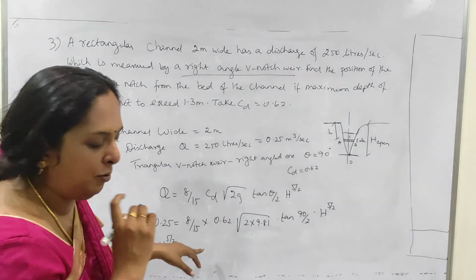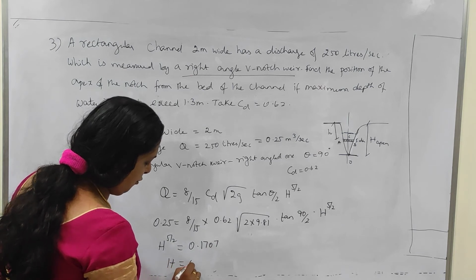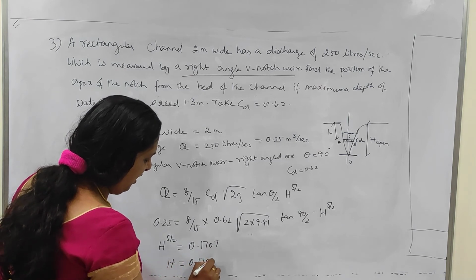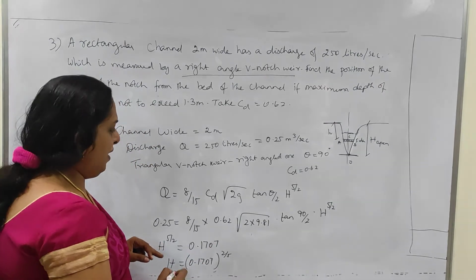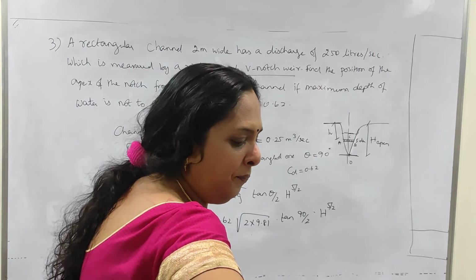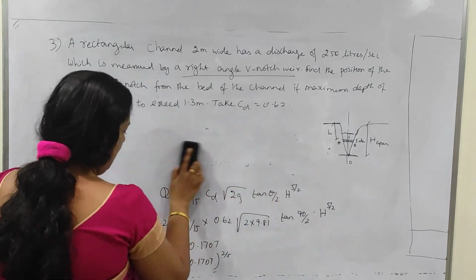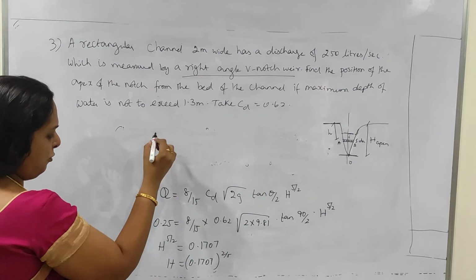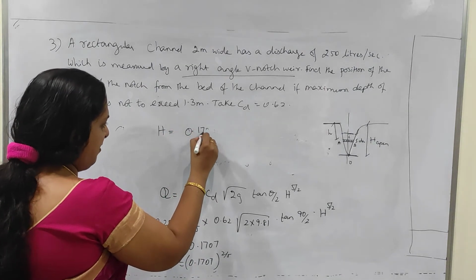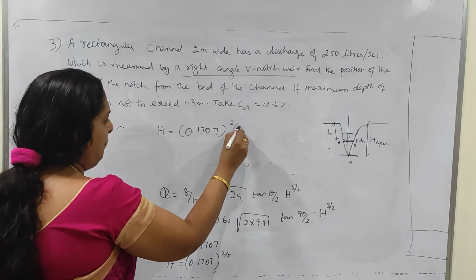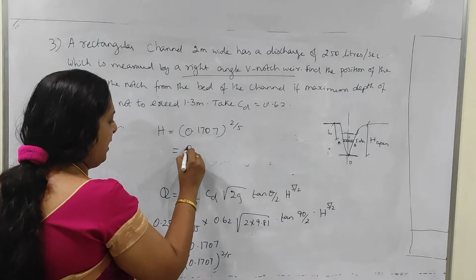When I solve this equation, h to the power of 5 by 2 is 0.1707. Or we can write h is equal to 0.1707 to the power of 5 by 2. When it comes to the other side, it will become inverted, so 2 by 5. So h is 0.1707 to the power of 2 by 5. When I solve this, the value of h I am getting is 0.493 meters.